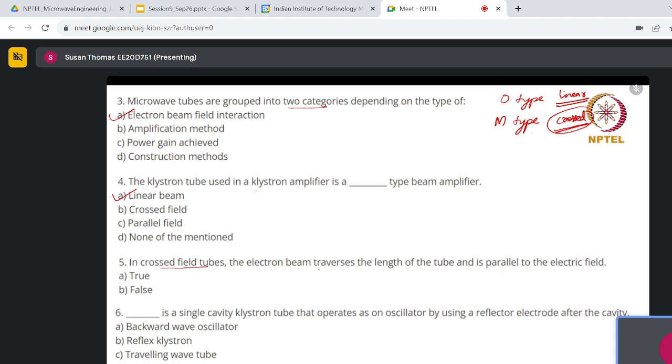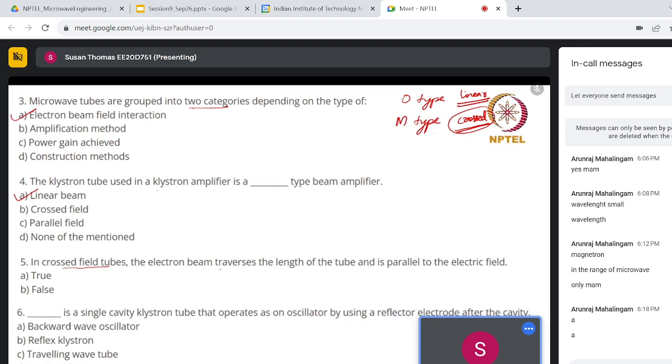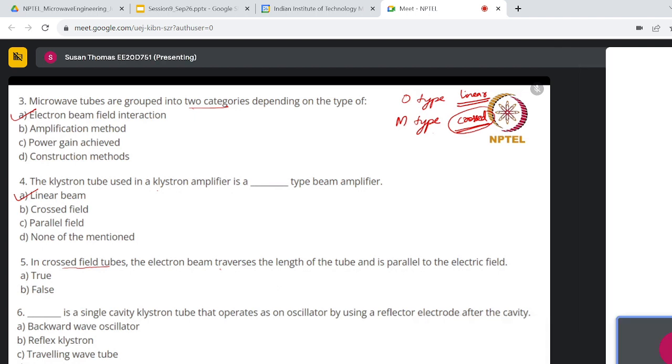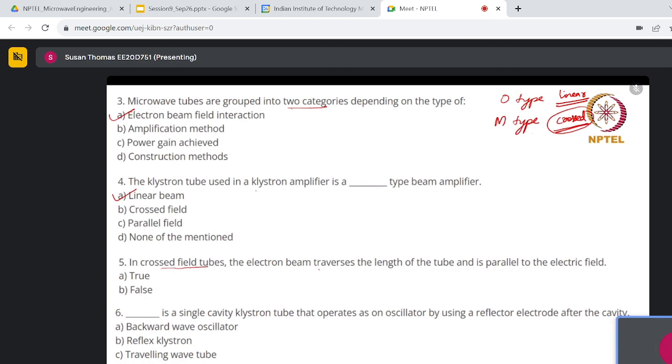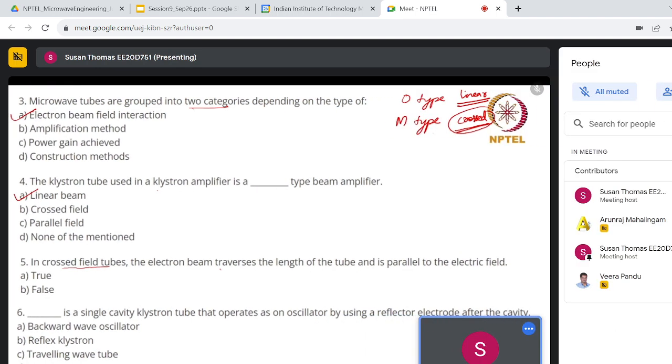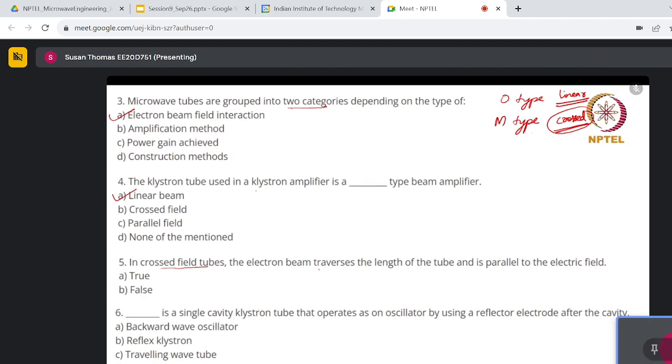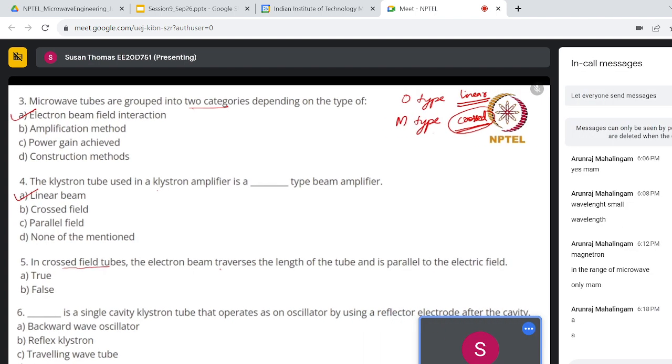So is the focusing field being parallel to the electric field in case of a crossed field tube? True or false? What do you think? Type in the chat whether you think it is true or false.